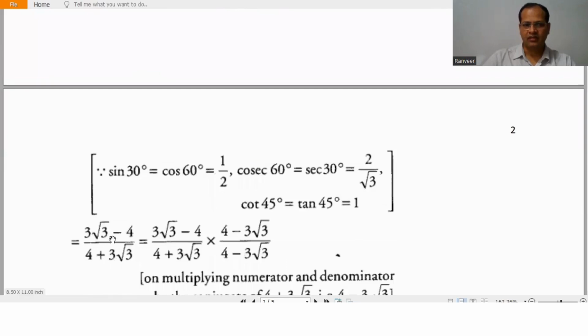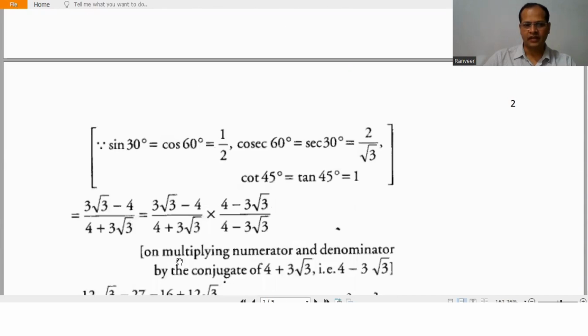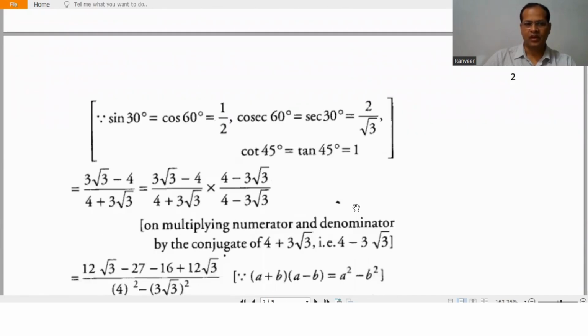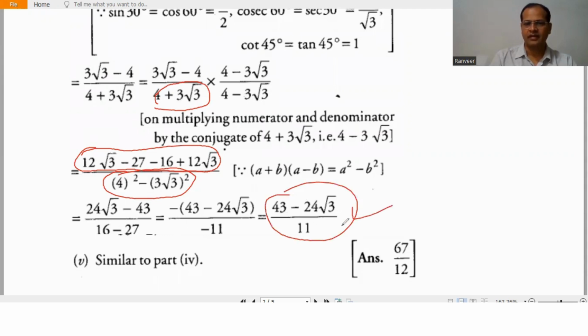This is 3 root 3 minus 4 divided by 4 plus 3 root 3, and ऊपर में हमारा हो जाएगा 3 root 3 minus 4. अब जब हम इसको रेशनलाइज करेंगे, कभी भी रूट वैल्यू नीचे नहीं रहना चाहिए, इसके लिए इसको रेशनलाइज करते हैं 4 minus 3 root 3 से, and just we solved. ऊपर में हमारा ये वैल्यू आया, नीचे में हमारा 4 square minus 3 root 3 का होल स्क्वायर. सो इसको सॉल्व करने के बाद ये हमारा आंसर आएगा. So always remember when the root value is coming in the denominator, always you have to do the rationalization and solve.